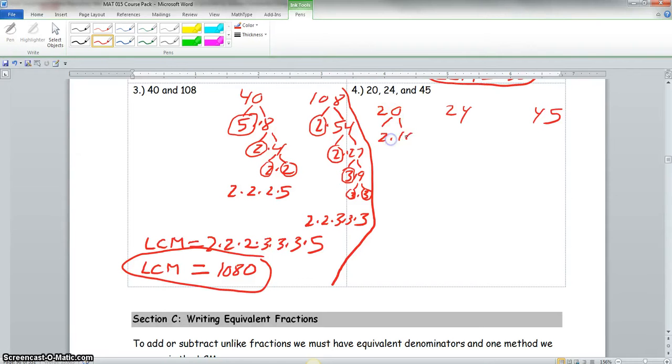20 breaks down to 2 times 10. 2 is prime, 10 is not. 10 breaks down to 2 times 5. And both of these are prime. So our prime factorization of 20 is 2 2's and a 5.